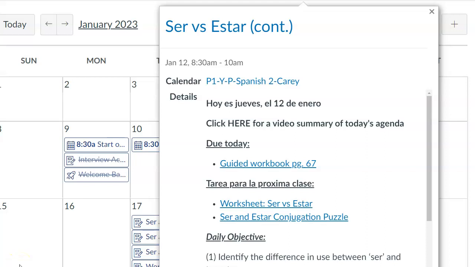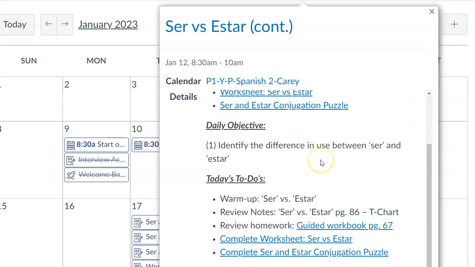Aquí tienen el horario para hoy, jueves el 12 de enero o viernes el 13 de enero. Due for today, you had your guided workbook page 67. Due for next class are two assignments, the worksheet for ser versus estar, and the ser and estar conjugation puzzle. Those are due next class.